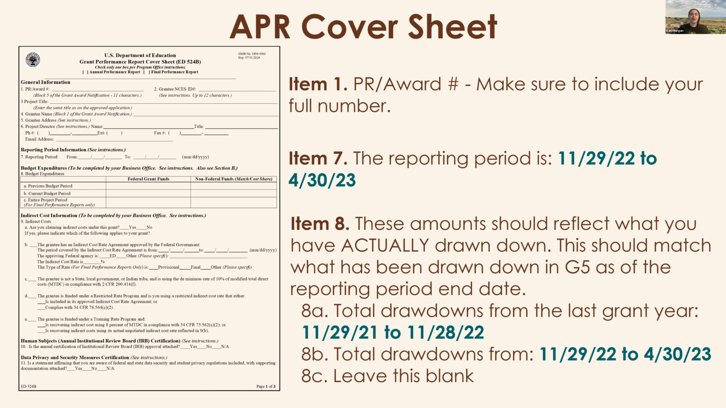Okay, so the first part of the APR that we will review is the cover sheet. You can see that there is a screenshot of the cover sheet document on the left-hand side of this slide. The cover sheet document itself is also in the chat if you'd like to look through it as we go item by item here. So for item 1, that's where you enter your unique PR number. Make sure that you include the full number for the grant and that you have the correct PR number. So if you have more than one grant, you'll want to make sure and double check that the number that you are using on this report is the appropriate one for your ARP-AIRE grant.